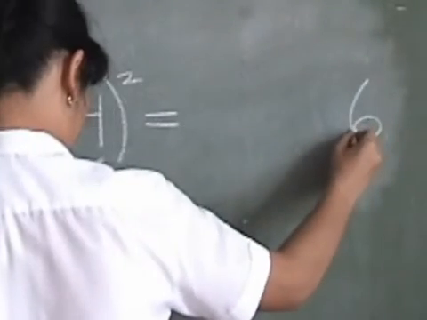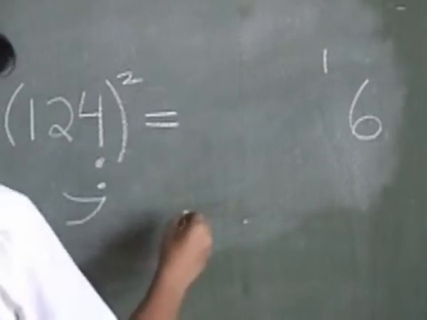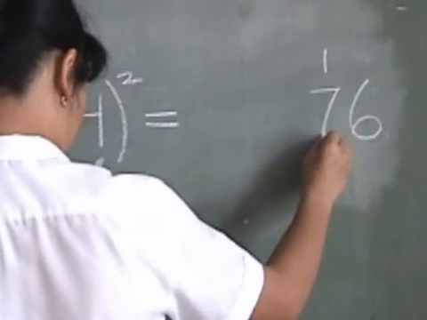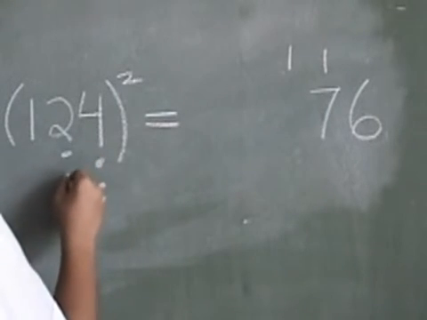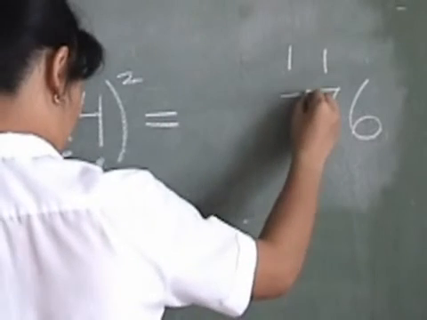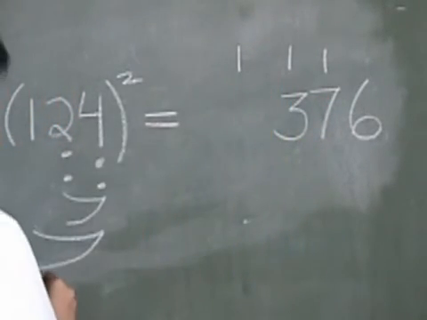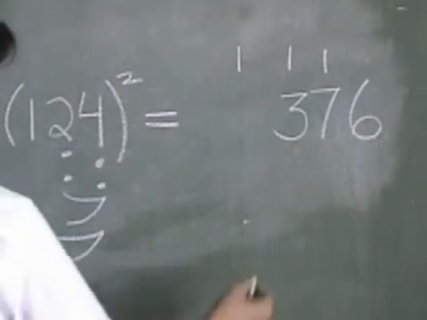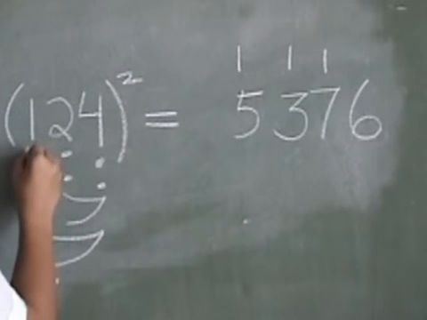4 squared equals 16, carry 1. 2 times 4 doubled plus the 1 we carried equals 17, carry 1. 2 squared plus 1 times 4 doubled plus the 1 we carried equals 13, carry 1. 1 times 2 doubled plus the 1 we carried equals 5. 1 squared equals 1.